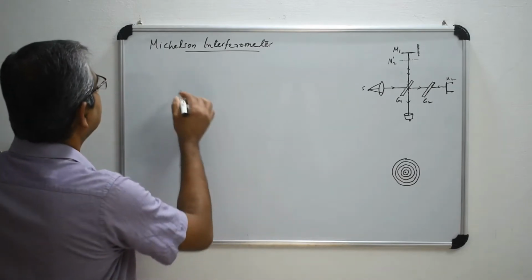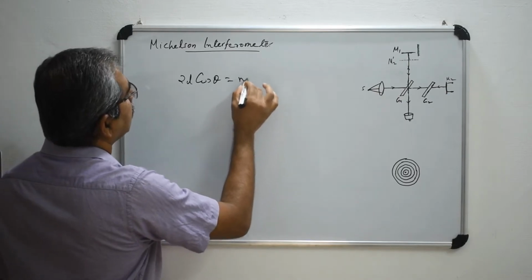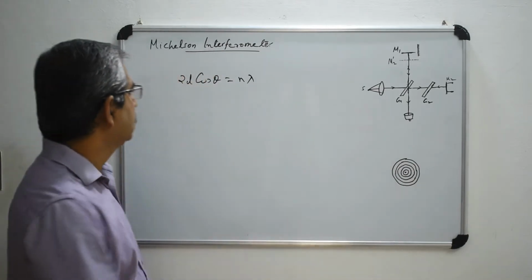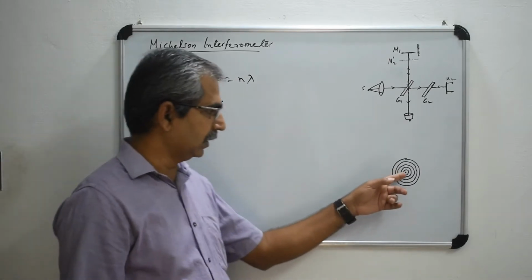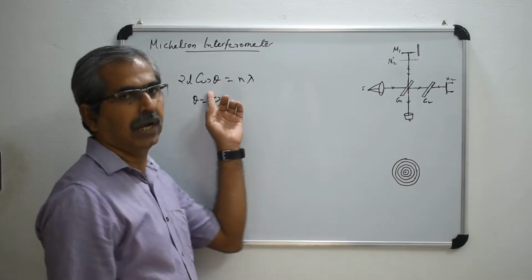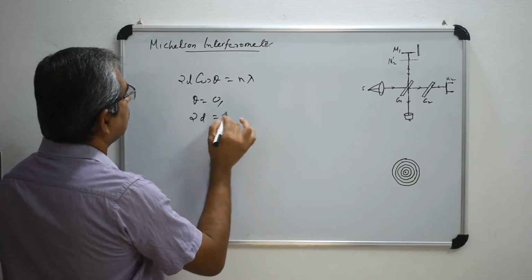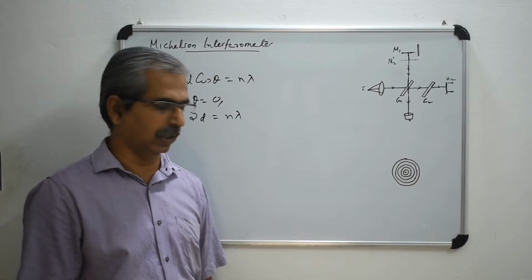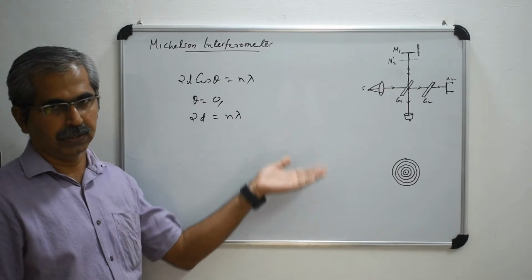That depends upon the path difference, that is 2d cos theta equal to n lambda for the dark rings. If theta equal to 0, that is, if you are looking at the center, then theta is 0 because theta is the angle of observation. In that case, the condition is 2d equal to n lambda for dark rings. This is the basic equation we are using here for the different measurements.